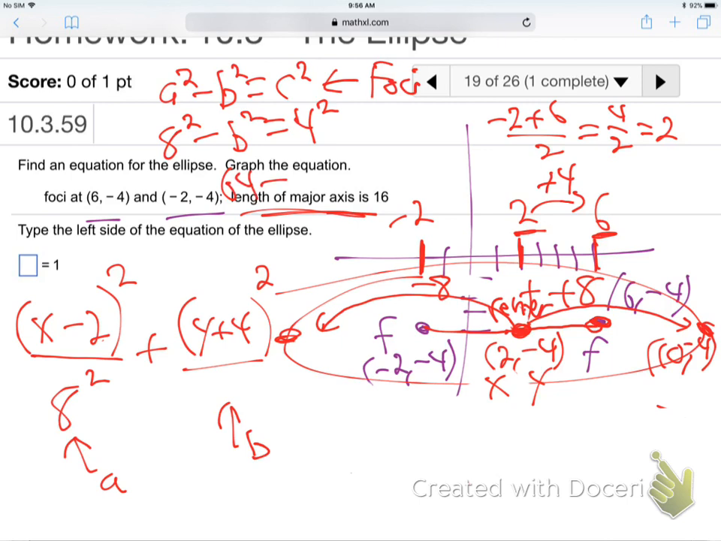So 64 minus b squared is 16. So solve for that and you've got it. Yeah, so you just have to solve that. I'm just running out of room and time, so I'm going to move on. Just solve for b squared and you got it. Is that good? Questions on that one? Well, this might be our last equation one.